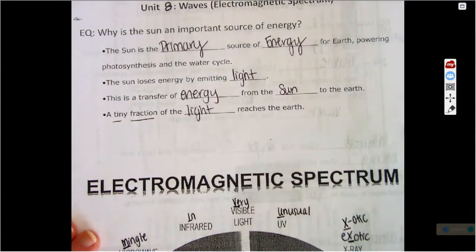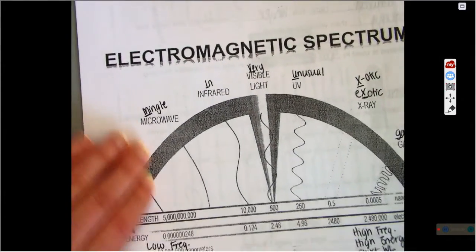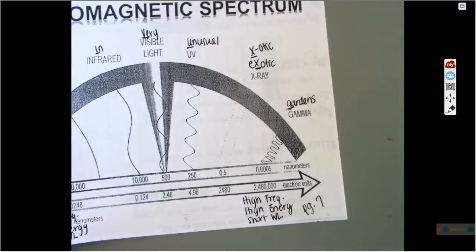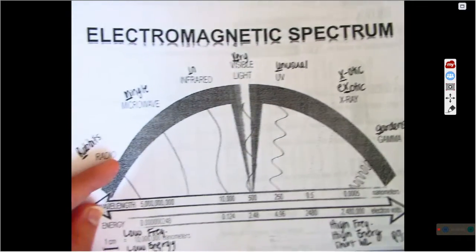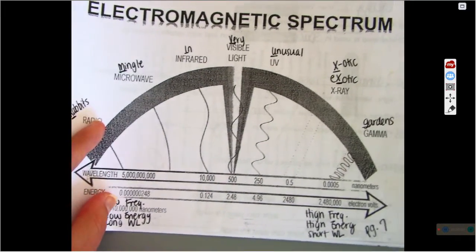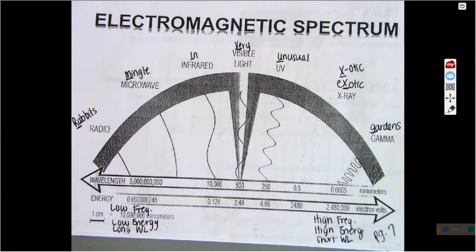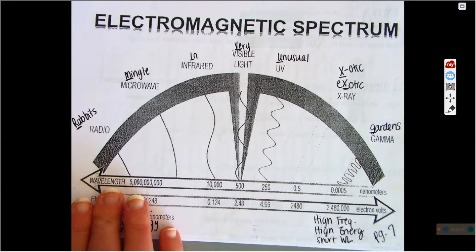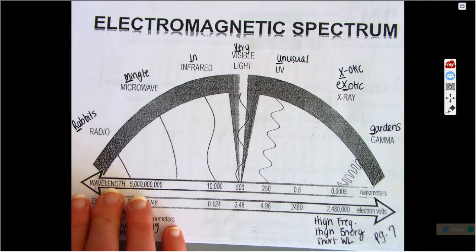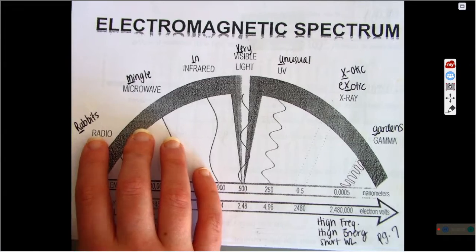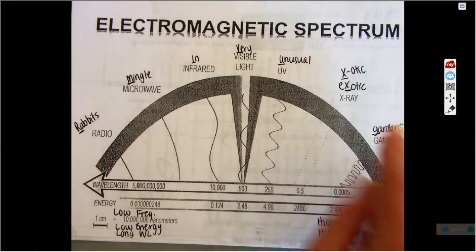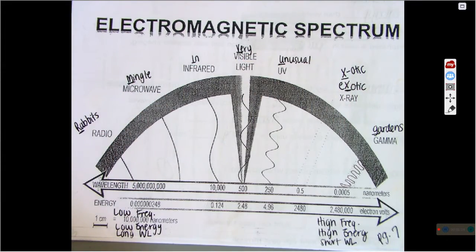All right. Now you're going to turn to page 7. You'll look at the bottom of your page, and it's page 7. So the first thing I want you to do is pause this video and copy down everything I've written here for the electromagnetic spectrum. I have a way of remembering it, and it makes it really, really simple for me. And that is, rabbits mingle in very unusual exotic gardens. You'll find that's something that's easy to remember.